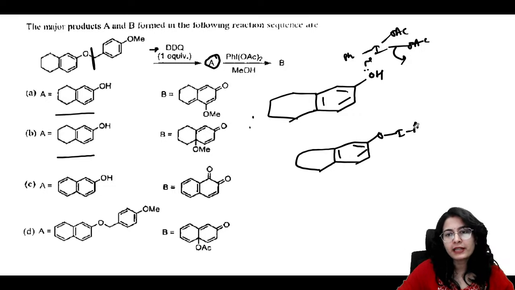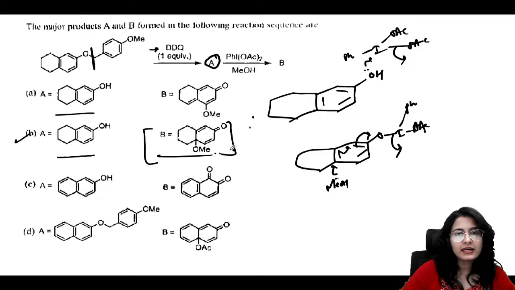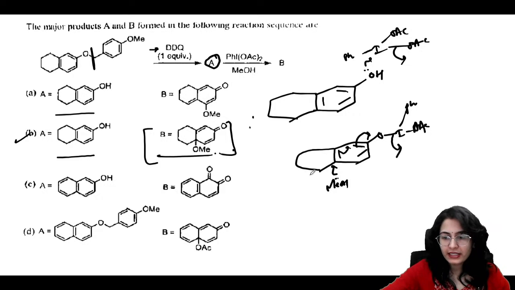After this attack, it is going to be like this, with one more acetate, one more Ph. Now what is this methanol going to do? It is going to attack over the para position, because this group is inviting a nucleophile over here. The answer is B, the answer to this was B. The mechanism will be something like this. Okay, this one was very easy.